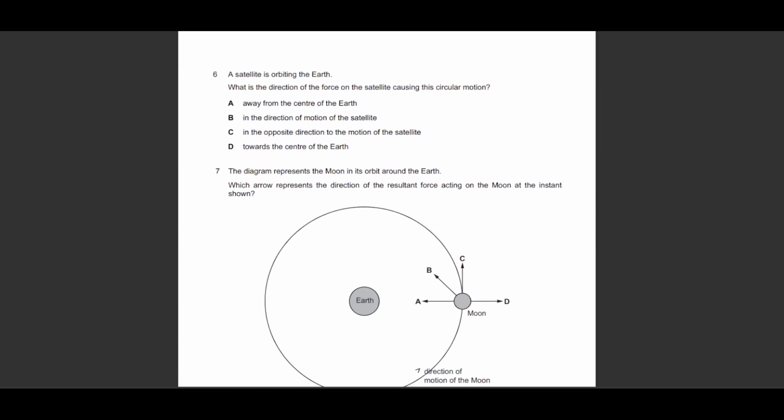A satellite is orbiting the Earth. What is the direction of the force that causes the circular motion? If this is the Earth and this is the satellite rotating around the Earth, then it will be towards the center of the circle that the satellite covers around the Earth. So is it away from the center of the Earth? No. It is towards the center of the Earth. In the direction of motion? No. Option B suggests that it is in this direction, the centripetal force, which is a wrong concept. In the opposite direction to the motion of the circle? No, this is not the case. Towards the center of the Earth? Yes, this is the correct answer, as this is your centripetal force.